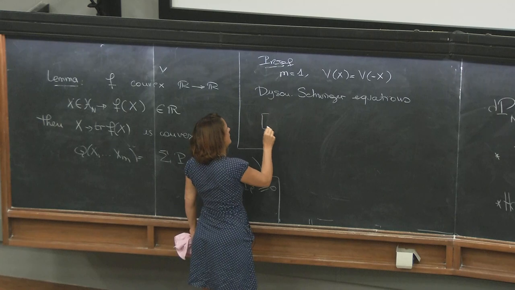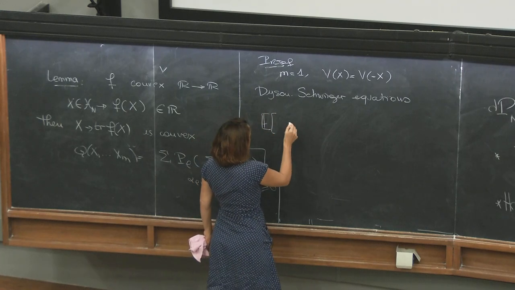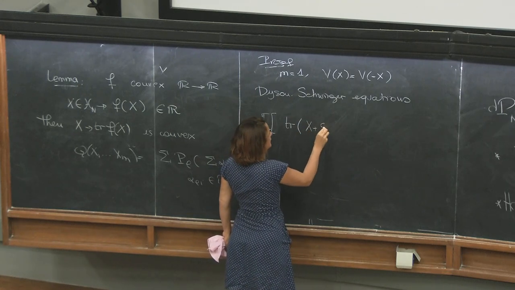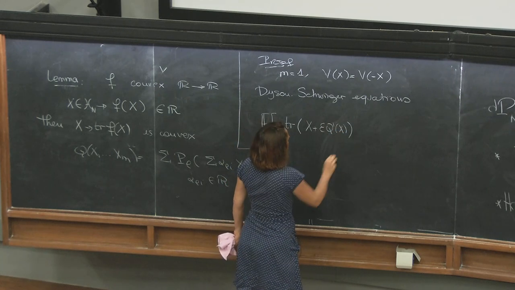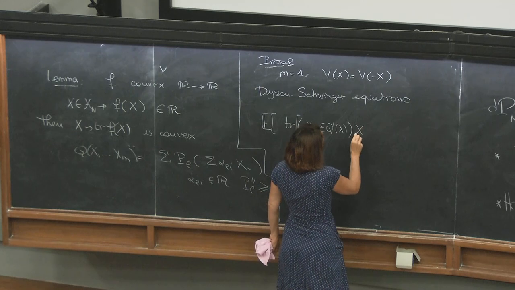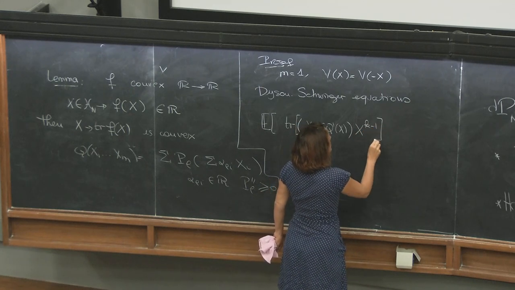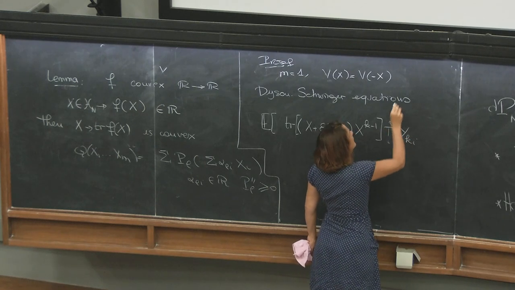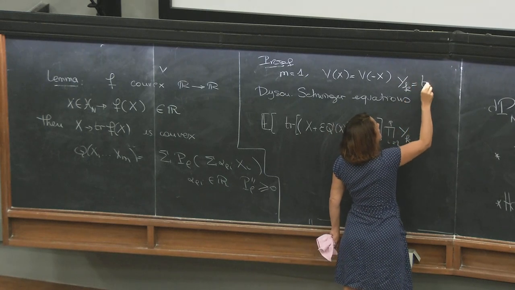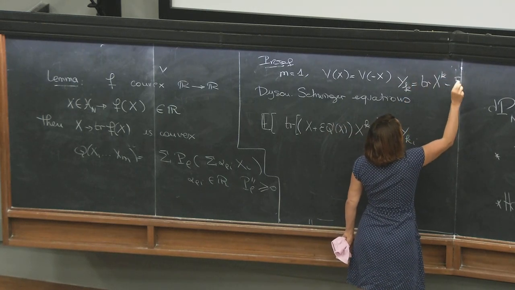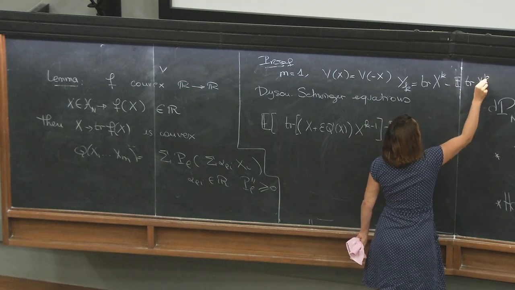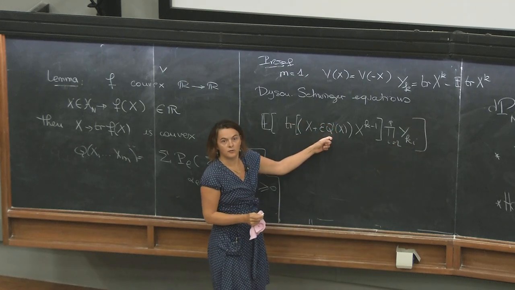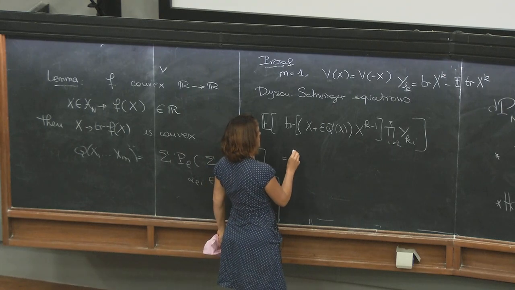So if I look at the same kind of formula as yesterday, this will be the expectation of the trace of x plus epsilon times the derivative of Q, times x^(k-1), times the product of the y_{k_i}. I remind you that y_k was the trace of x^k minus its expectation. So I take the same expectation as yesterday, but I have this extra term, which is going to come into the game.